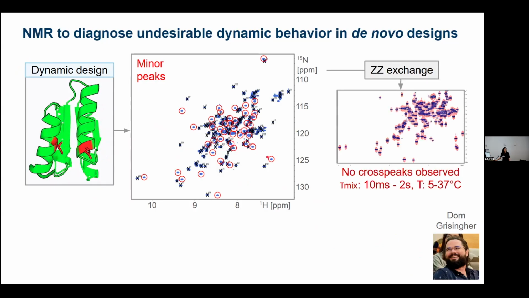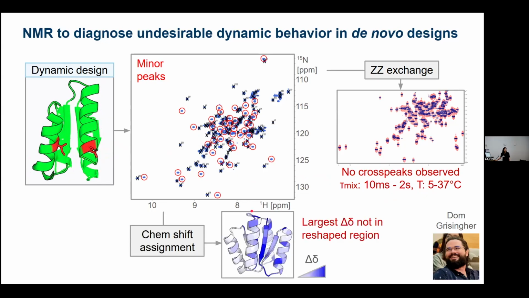However, when he then went to collect these exchange experiments, he couldn't observe any exchange cross peaks, even at mixing times of up to 2 seconds, even at elevated temperatures. And so it seemed like this slow exchange process was happening very slowly, possibly even on the order of folding and unfolding, which would be really unexpected, I guess just counterintuitive, for a motion of this nature.